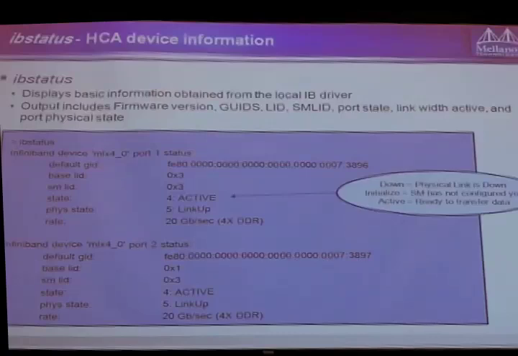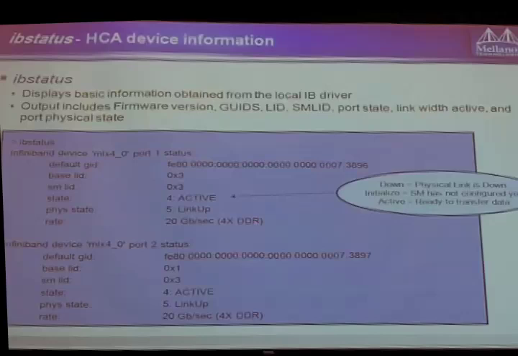Okay, so let's look at one of my tools. This is called IB status, and it gives me information about my device, about my HCA device. So if I run IB status on my machine, it'll give the output here that I'm showing. It displays basic information obtained from the InfiniBand driver. For instance, it'll include things like the GUIDs and the LIDs and the state of the ports.